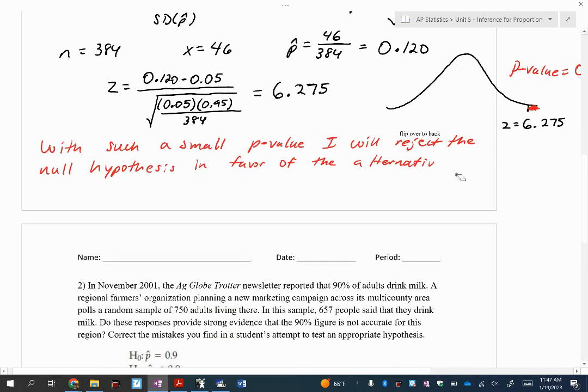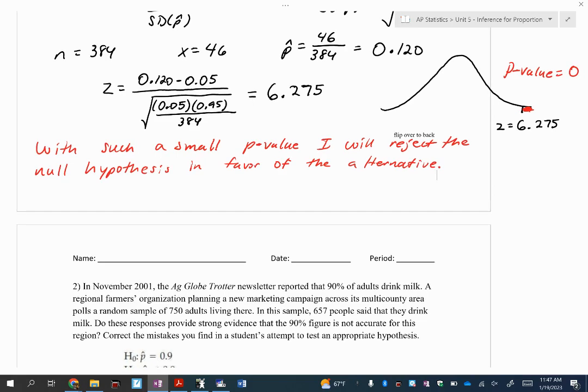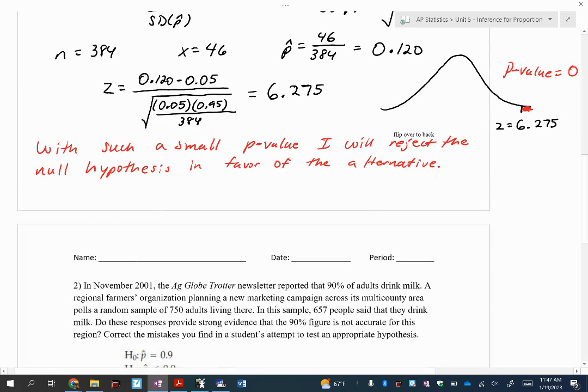Make sure tomorrow when you make your conclusion, right, that you don't stop here. You won't get full credit if you just stop here. Yes, you've made the right decision with a small p-value. With a small p-value, you reject the null hypothesis, but you need to put it into context. So I'm going to say that the rate of children in the United States that have a sign of a congenital abnormality is actually above 5%.